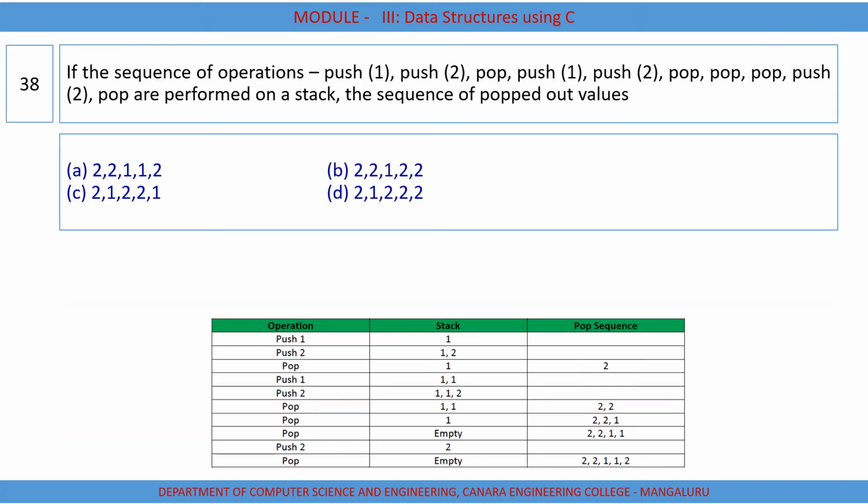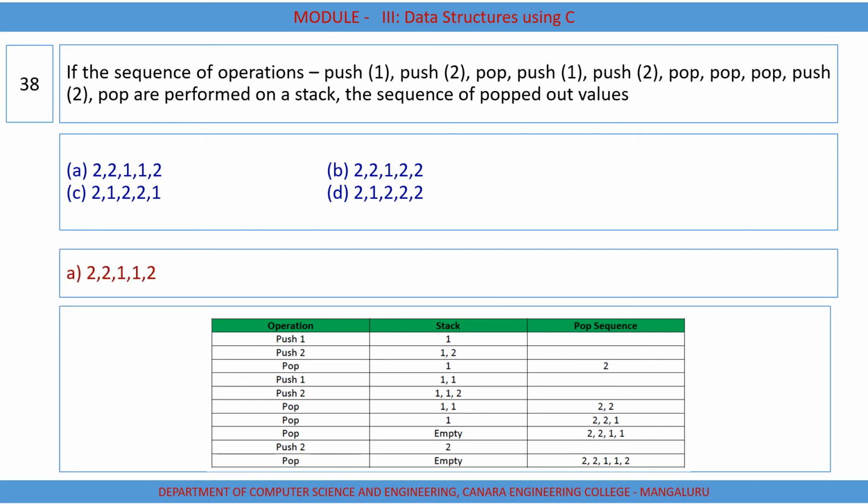If the sequence of operations push 1, push 2, pop, push 1, push 2, then pop, push 2, pop are performed on the stack, what is the sequence of popped out values? Out of these options, which is the right answer? Push 1, push 2, pop, push 1 and push 2. In these sequences, the answer is 2, 2, 1, 1, 2.